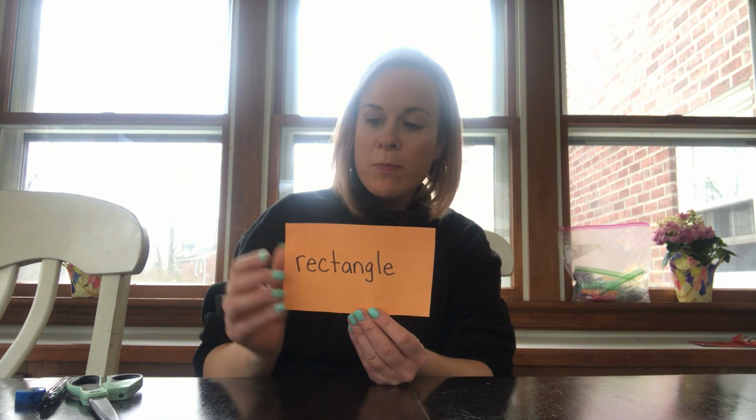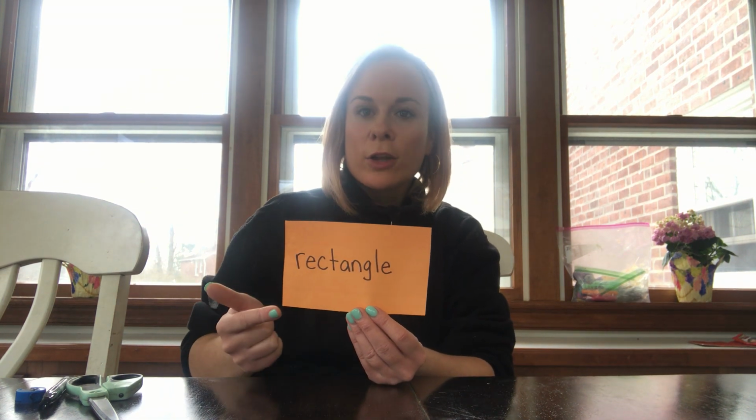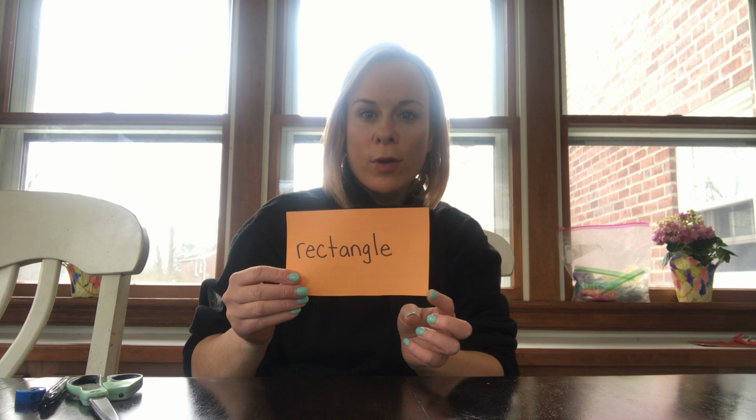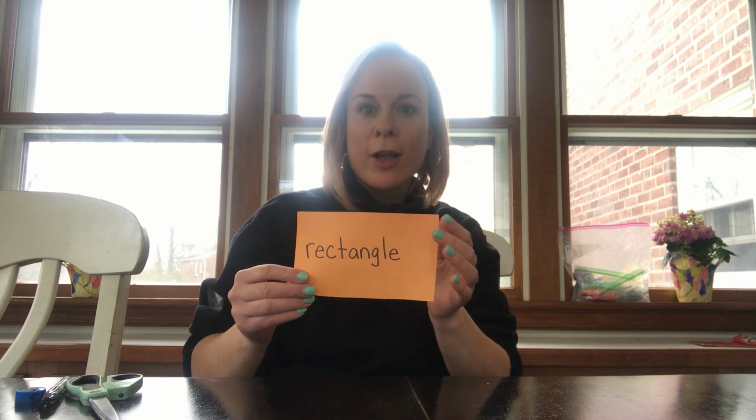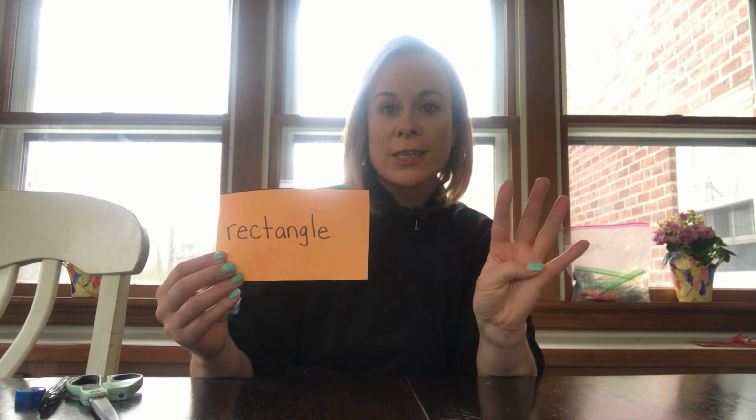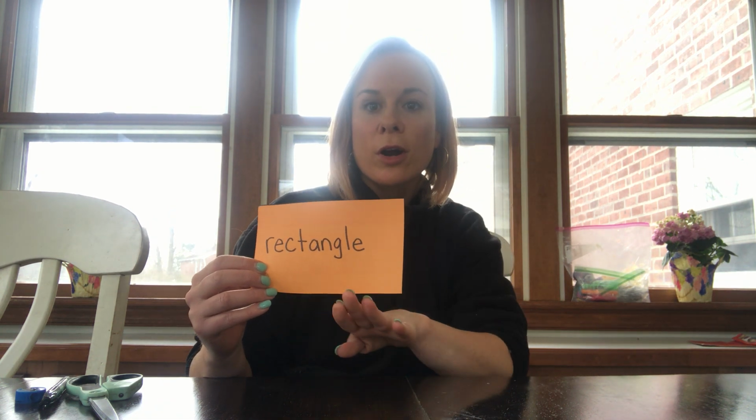All right, let's look at the vertices, or the corners. We have 1, 2, 3, and 4. So when we talk about a rectangle, we know that a rectangle has 4 vertices, but it also has 4 sides. 2 are longer and 2 are shorter. Awesome job.